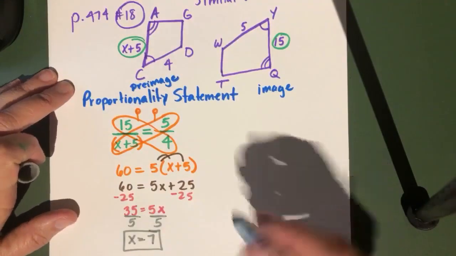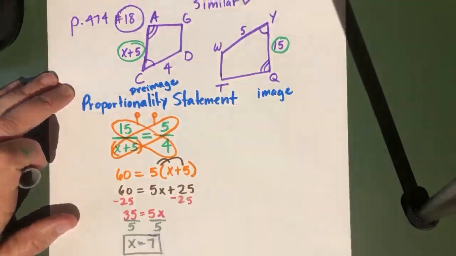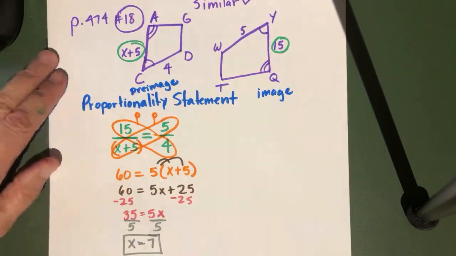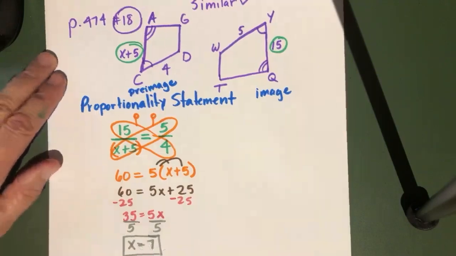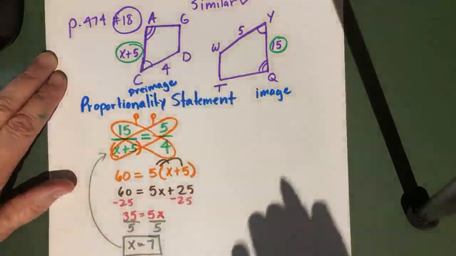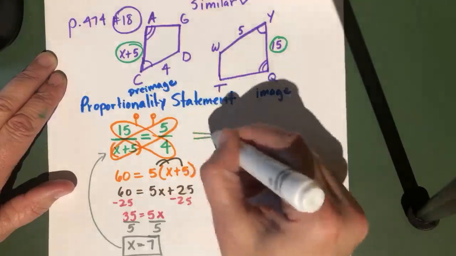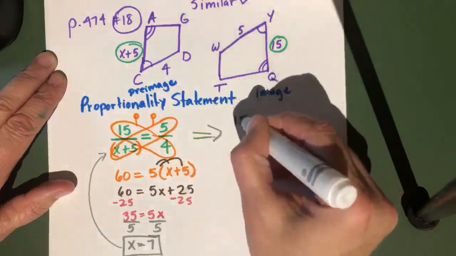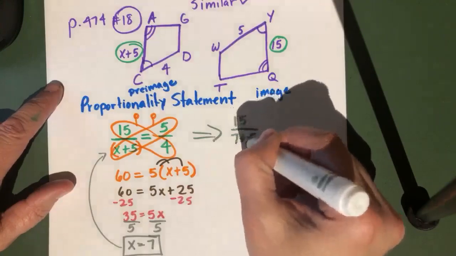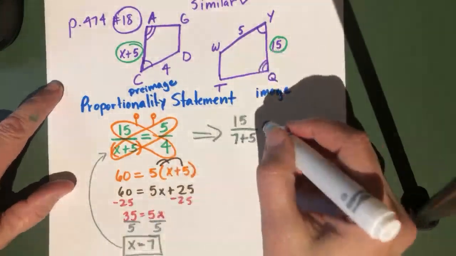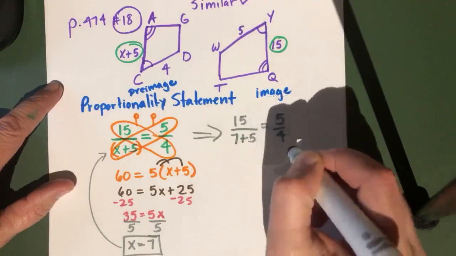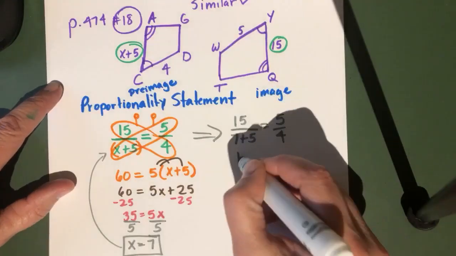Okay, if you want to check and make sure 7 is correct, if you just joined us, we are on number 18 on page 474. If you want to ensure 7 is correct, we're going to take 7 and plug it back in and see if we get 2 equal ratios. So let's plug in over here. 15 over x plus 5, which is 7 plus 5, because x is 7, equals 5 over 4. Let's see if that works.